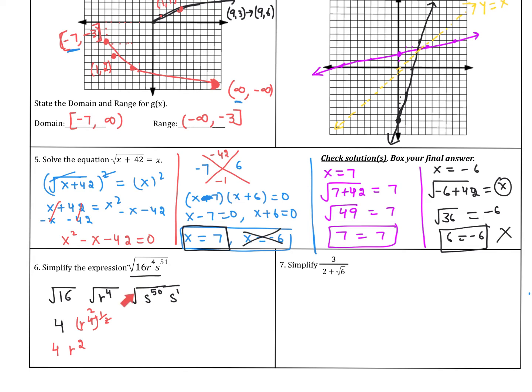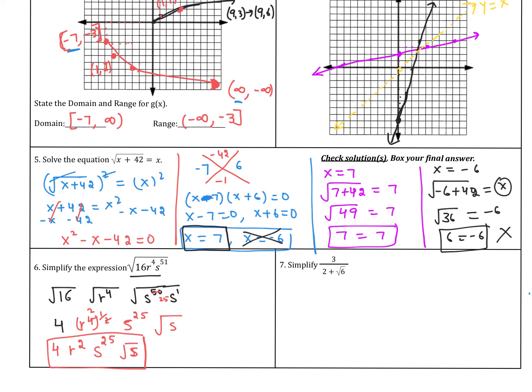50 divided by 2, because square root means that you're dividing the power by 2. 50 divided by 2 is 25, so s to the power 25. The other s remains inside because it cannot be divisible by 2. So 4 to the second, s to the 25, and square root s. So this is your answer.